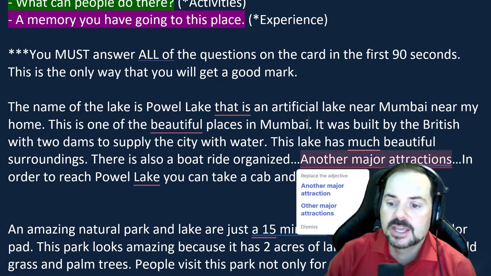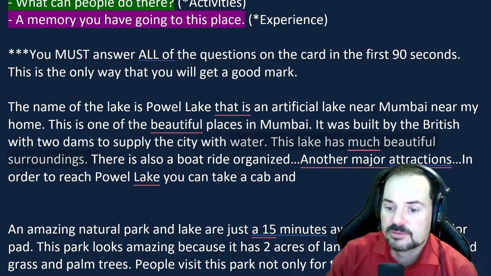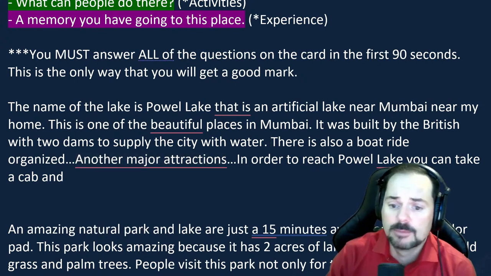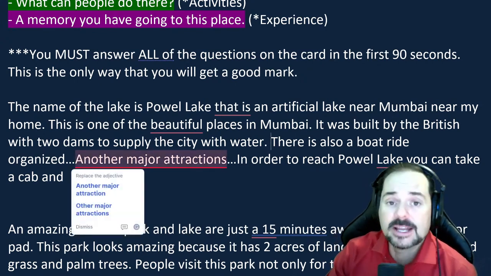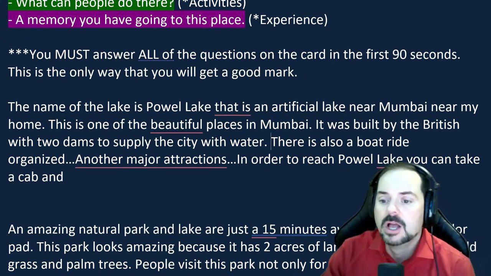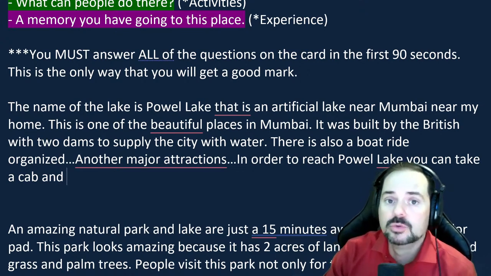This lake has much beautiful surroundings. You just told me that. You said this is one of the beautiful places near Mumbai. So this is repetition. Now you said there's a boat ride that's organized. That's good information. That's unique. I can give you more band scores. And then now you have time to give me a memory that you have going to this place, right?